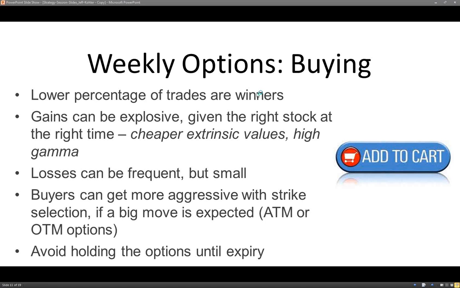So from a buyer's perspective, lower percentage of trades are winners. I honestly think it's entirely possible, even with a good amount of market experience, you can step into the weekly options arena, take 10 trades on 10 different stocks, and be wrong on all 10. This is one strategy where there's a pretty good chance that that's possible.